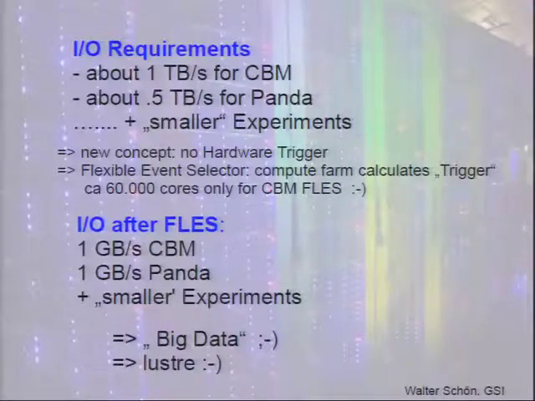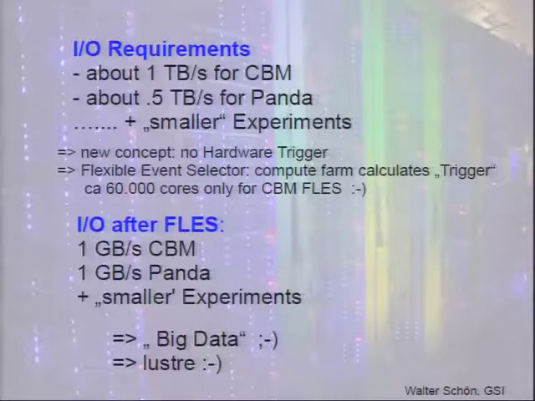Per experiment, we expect about 60,000 cores. So these huge supercomputers will, in time, reduce this amount of data to something which we can handle. After the flexible event selector, we expect 1 gigabyte per second for each of the experiments. So even PANDA will deliver then 1 gigabyte per second.